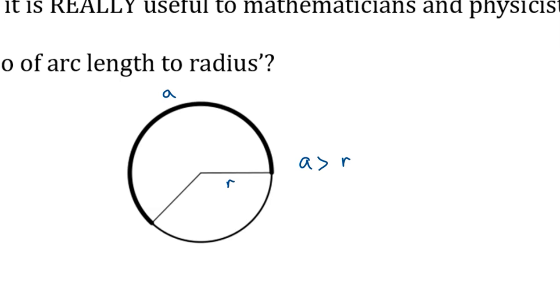So again, if I divide by R, A over R is greater than 1. The ratio of the arc length to the radius is going to be greater than 1. For example, if the radius was 1, that arc length might be 3.5 or 4. So it'd be 4 over 1, which is bigger than 1.